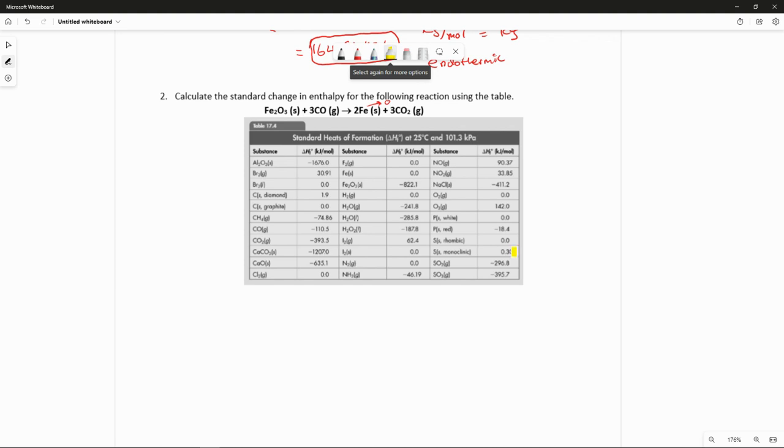We're going to find Fe2O3, and CO is here. Fe we know because it's 0, and then CO2 is right below CO. So these are the values that we're going to use.